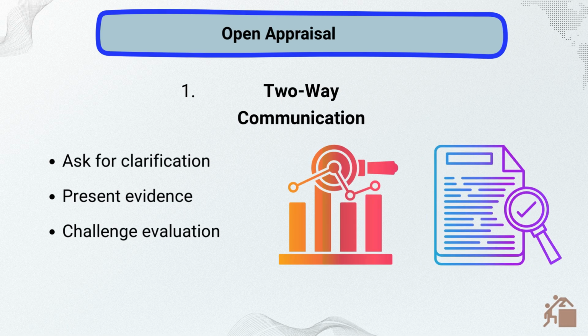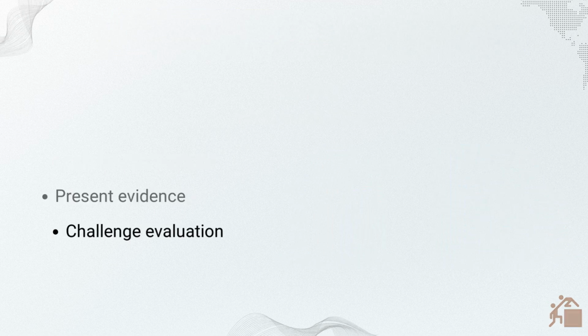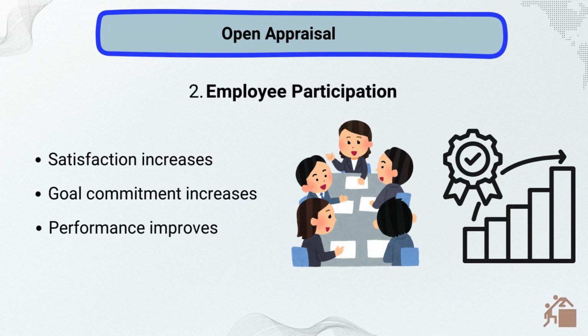What exactly is this open appraisal? Open appraisal is not just transparency, it is a philosophical shift. It rests on three pillars that are explained as follows. First one is two-way communication. The employee is not a passive recipient. They can ask for clarification, present evidence, and challenge the evaluation. This enhances procedural justice.